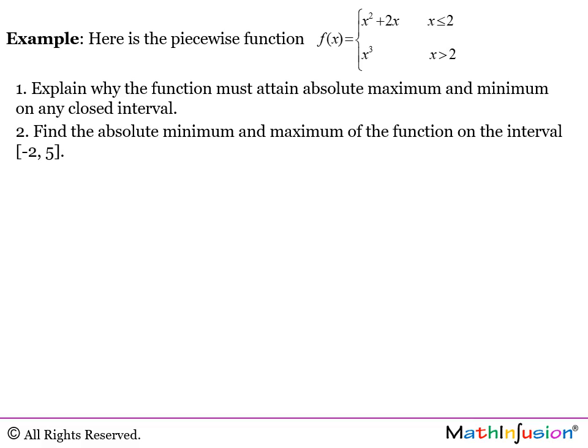Example. Here is the piecewise function f(x), which equals 2x to the power of 2 plus 2x when x is less or equals to 2, and 2x cubed when x is more than 2. 1. Explain why the function must attain absolute maximum and minimum on any closed interval. 2. Find absolute minimum and maximum of the function on the closed interval -2, 5.